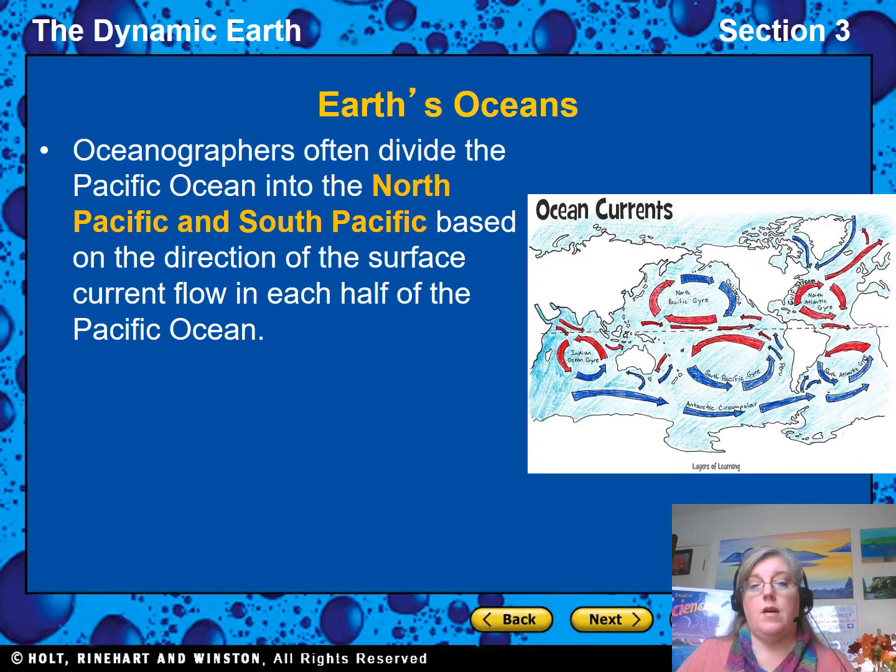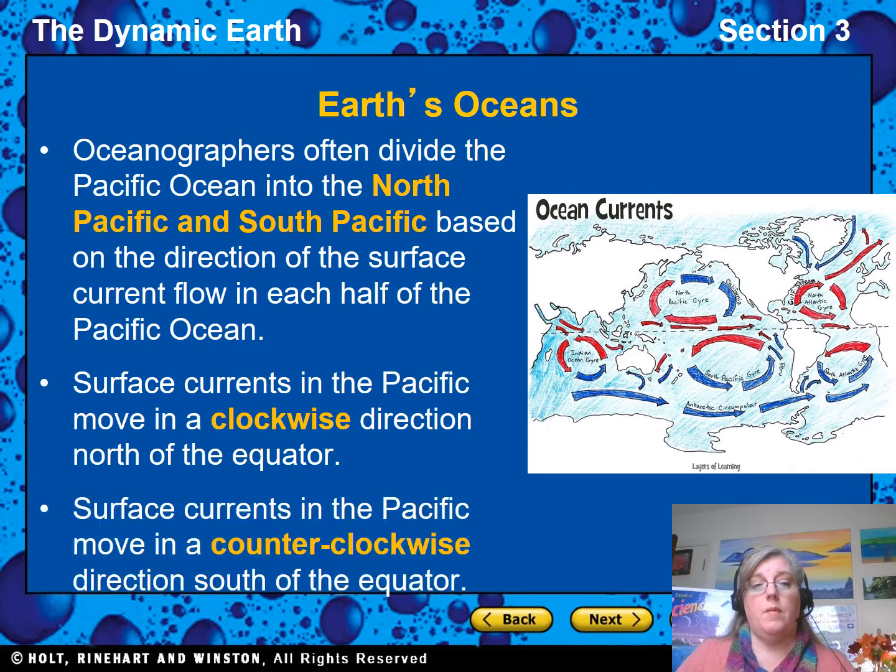All right, now also with the Earth's ocean, oceanographers divide the Pacific into North Pacific and South Pacific. This is the Pacific here. Okay, we divide it into North Pacific and South Pacific because the equator cuts right through the middle of there. Okay, so we have the North Pacific and the South Pacific.